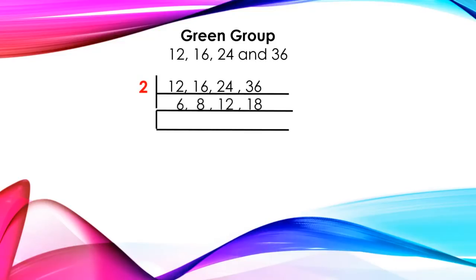So, 12 divided by 2 is 6. 16 divided by 2 is 8. 24 divided by 2 is 12. 36 divided by 2 is 18. So, again, this is a set of even numbers. So, let's use 2 again.